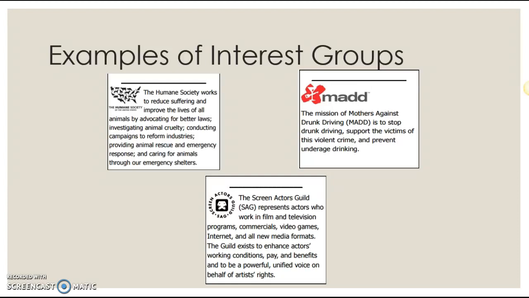There's also MADD, which is an interest group called Mothers Against Drunk Driving, and it's to stop drunk driving, support victims of this violent crime, and prevent underage drinking. There's also the Screen Actors Guild, which is SAG, that represents actors who work in film, television programs, commercials, video games, the internet, and all new media formats. So the guild exists to enhance actors' working conditions, pay, benefits, and to be a powerful, united voice on behalf of the artists' rights. So each one of these interest groups falls under one of the categories that we mentioned in the last slide.